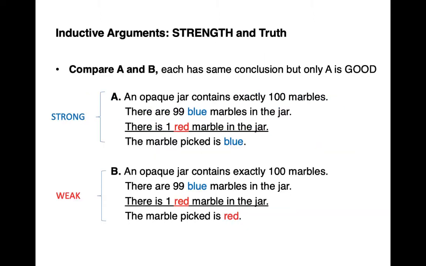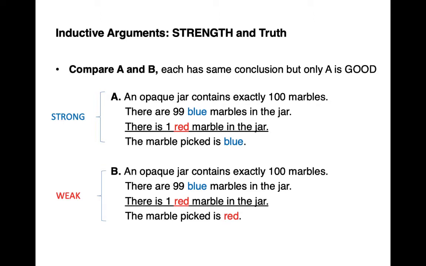Compare these two inductive arguments for strength. Each has the same conclusion, but only argument A is good. An opaque jar contains exactly 100 marbles. There are 99 blue marbles in the jar. There is one red marble.